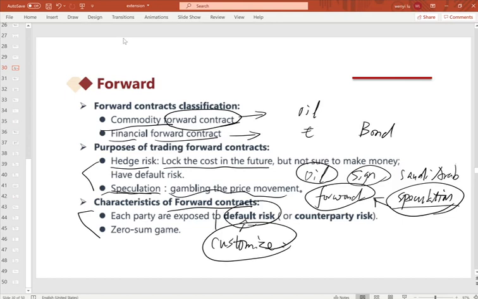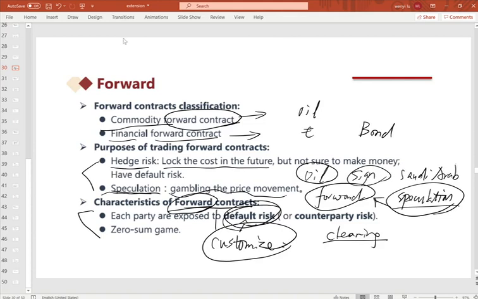It's not like futures, where there is a clearing house as a third party to monitor that both parties honor their rights and responsibilities. But for the forward, there are no regulators, so the parties can default. So if you purchase a forward, you have default risk.